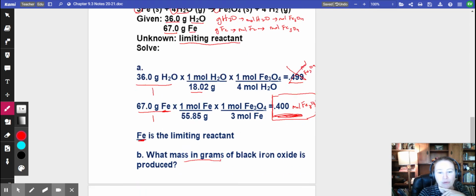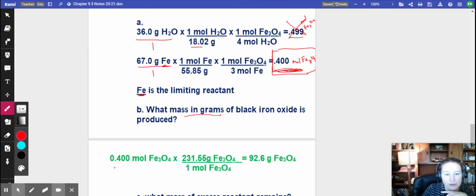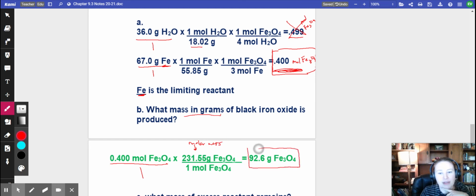So from that 0.4 moles over 1, I'm going to put moles on the bottom and grams on the top. This is the molar mass. We're just doing that one last step where we multiply by the molar mass, and this would be how many grams of that black iron oxide I can produce.